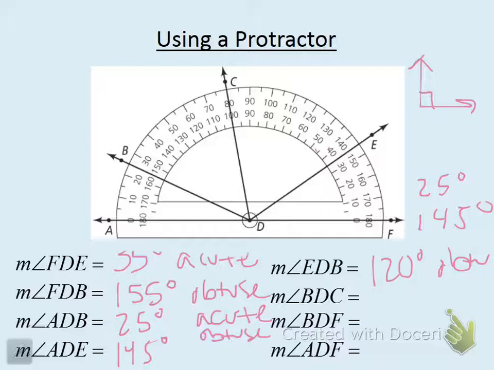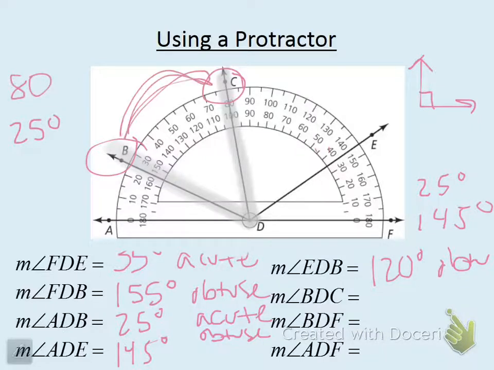Okay, BDC. So we got BDC. So this one's sitting at 25, and this one is sitting at 80. So the total in between here, 80 minus 25, is 55. Okay, anything less than 90 is acute, so that's an acute angle.